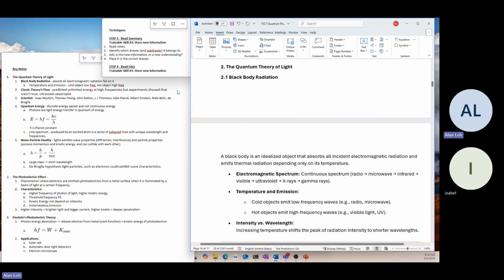Right. So you need to follow the techniques. Ask, is there new information while you're reading? Ask, is there new information or new understanding? I'm sure there is a lot of new information and new understanding that you got by just reading from this black body until the wavelength. Am I right? Yeah. Right. So put that information and new understanding into the black body drawer.